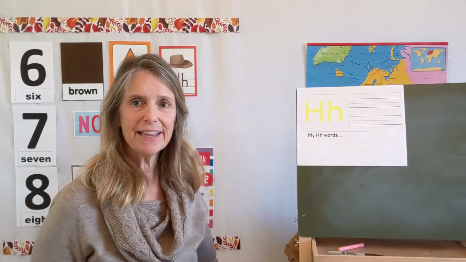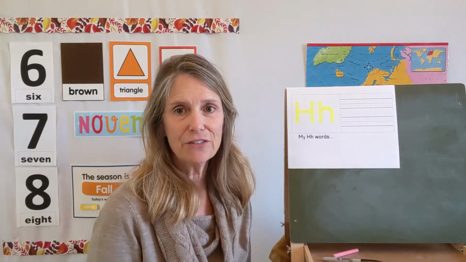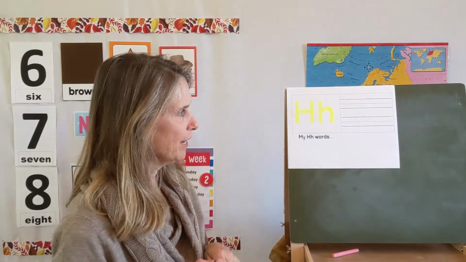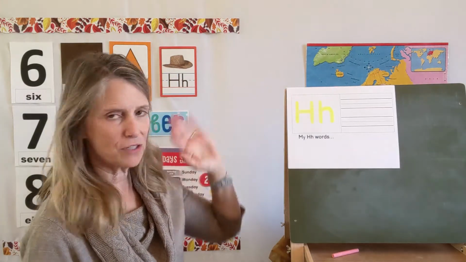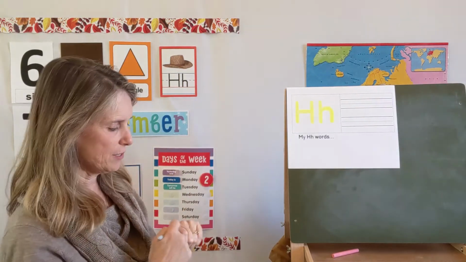And I've got the letter H to write with you first. And then I'm going to put some things on here that start with an H. So, okay, a letter H. The uppercase H, there's a lot of straight lines. We've got 2 that go up and down and a little bridge that goes across the middle.